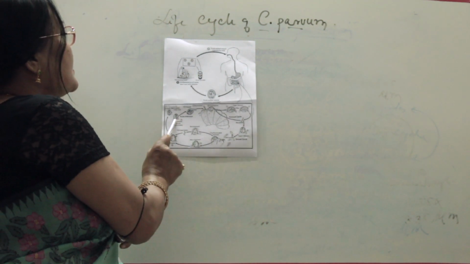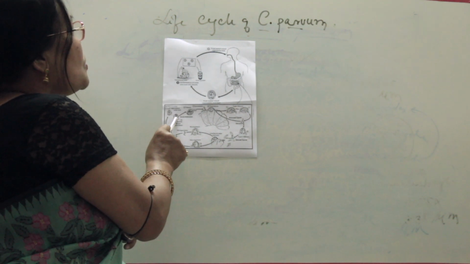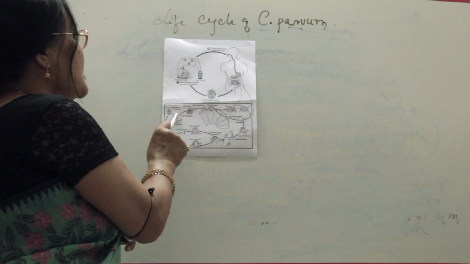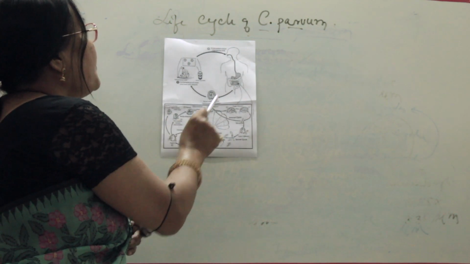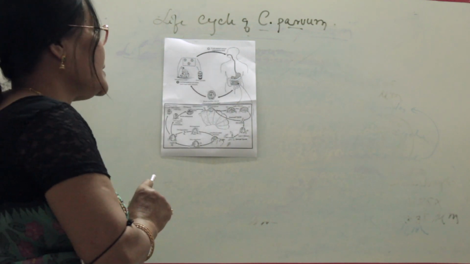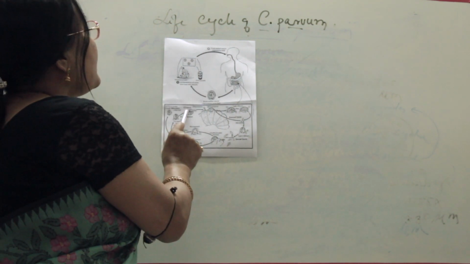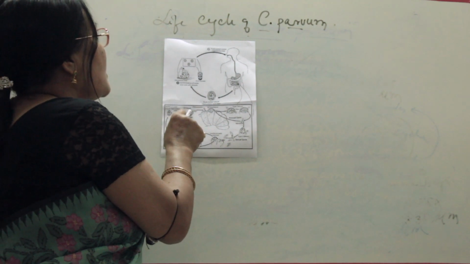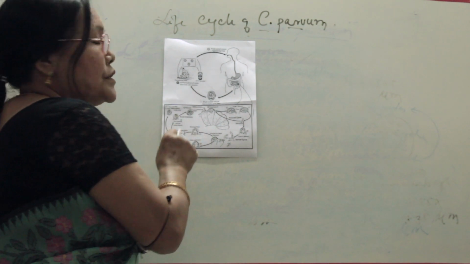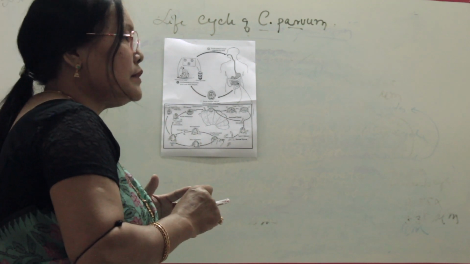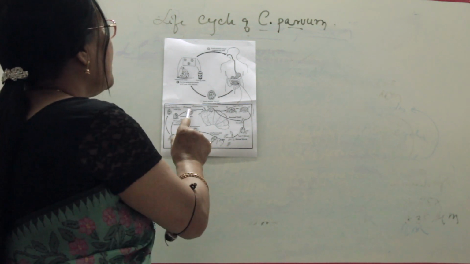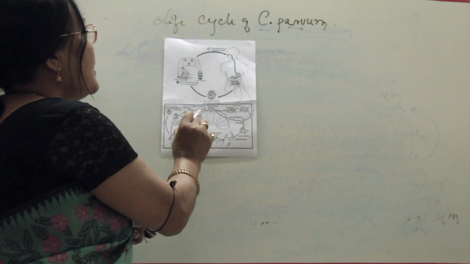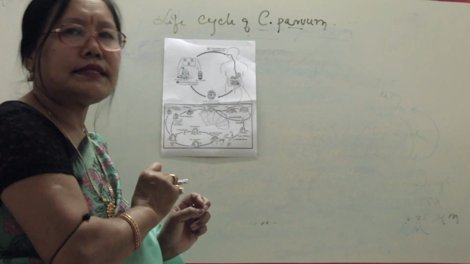Let's see. This is the thick wall oocyst, which is the infective stage oocyst. This is ingested by the definitive host, for example man, and when it enters the body, it reaches the stomach. From the stomach it penetrates the wall, and it reaches the small intestine, where it develops into different stages.